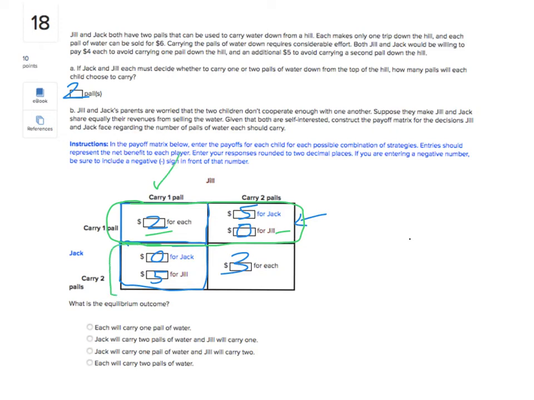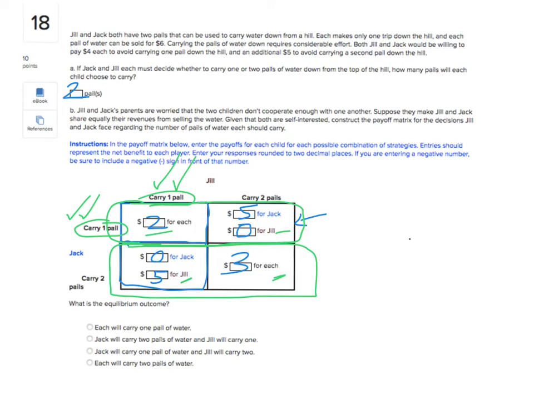Well, what's she going to do if she thinks Jack is going to carry 2 pails down? Notice she could carry 1 pail and make 5, or she could carry 2 pails and make 3. So again, she's just going to carry 1 pail. It's a symmetric game, so Jack also has a dominant strategy. No matter what Jack does, Jill's best play is to carry 1 pail down. No matter what Jill does, Jack's best play is to carry 1 down.